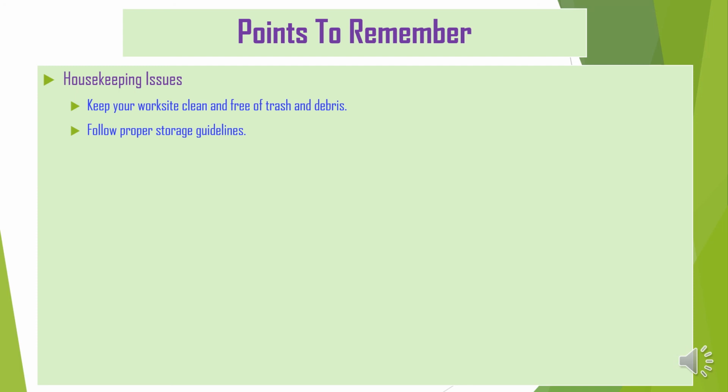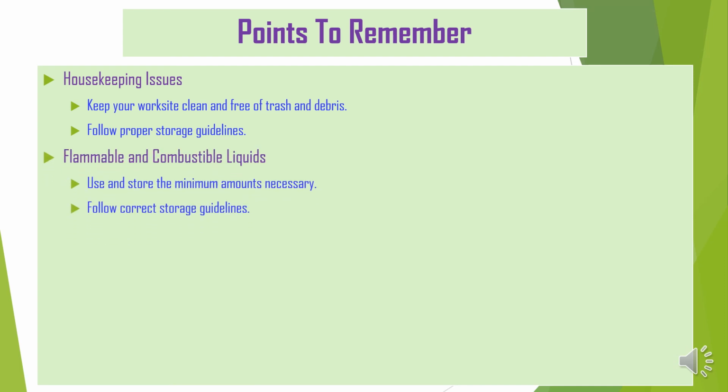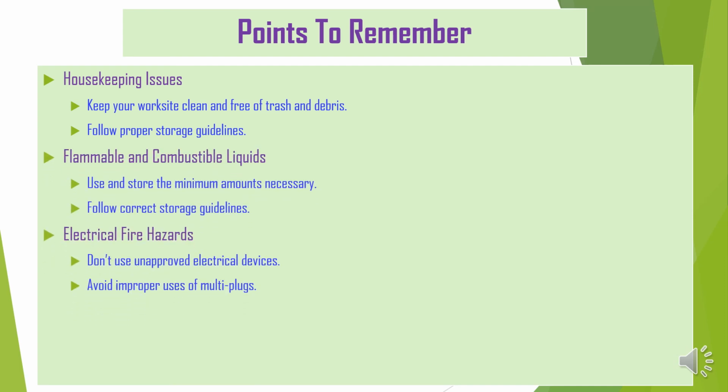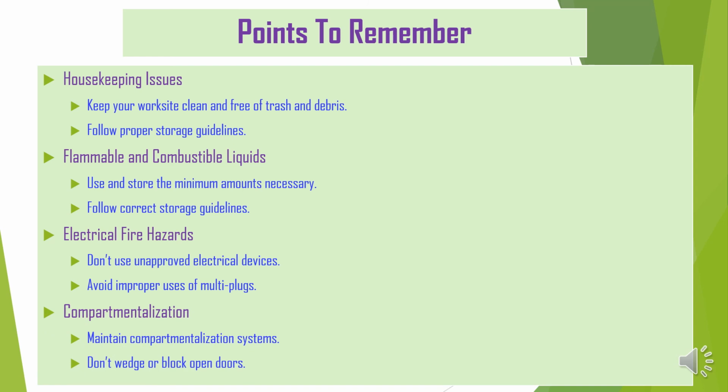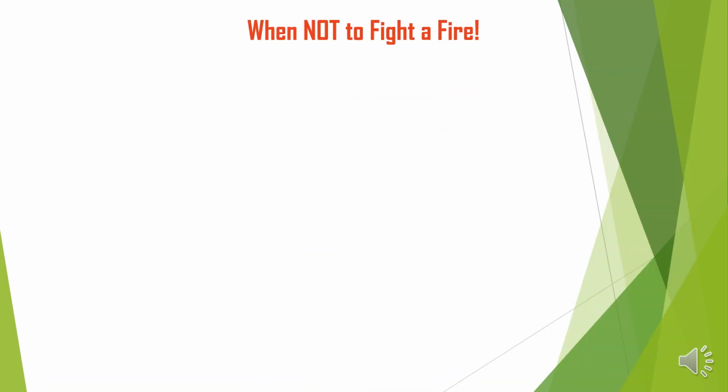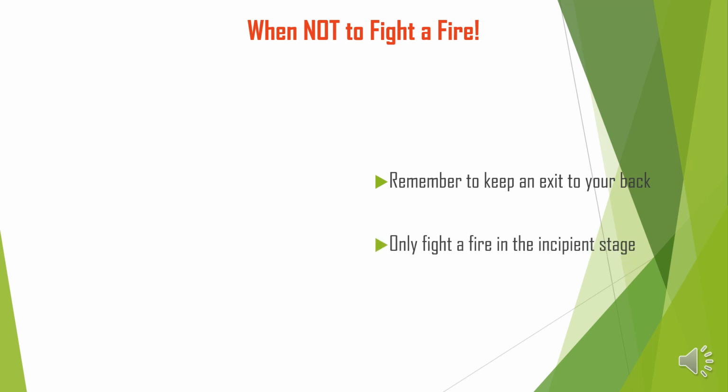Follow paper storage guidelines. When you are storing paper, you have to use the guidelines for storage. Flammable and combustible liquids, we discussed in detail. Electrical fire, we discussed it, and we discussed the compartmentalization concept. When not to fight a fire is a very, very important concept. When I have to go and leave the fire, remember to keep an exit at your back. Always, all the time, the exit door is at your back, so you can see what's going on. You can see the fire. You can see people. Do not give the fire your back, never.